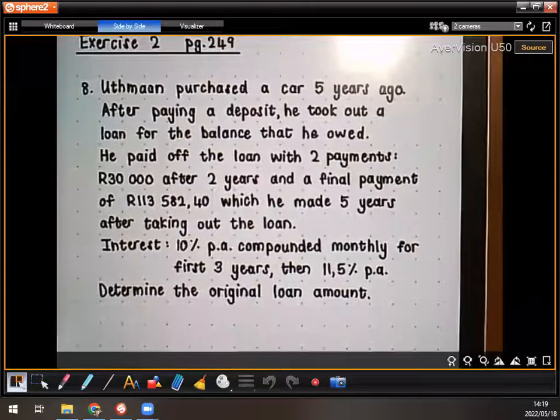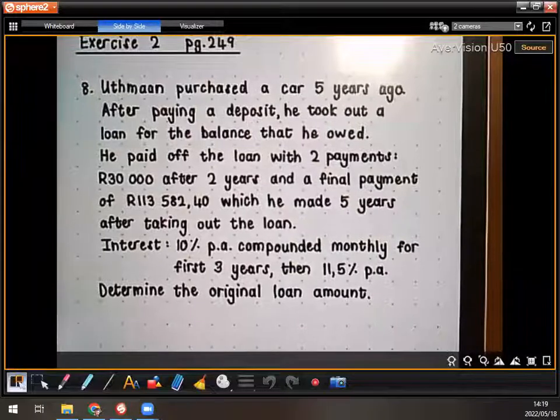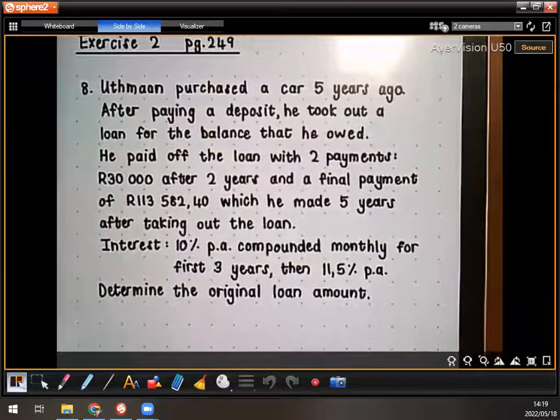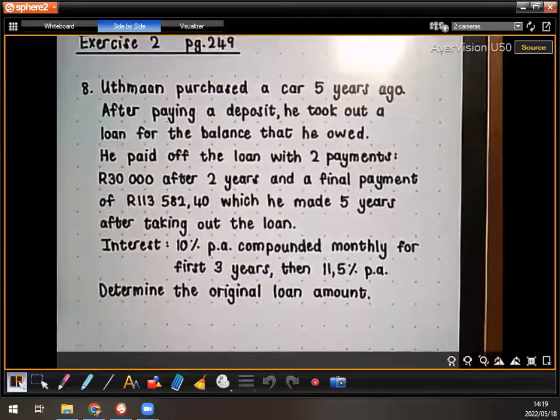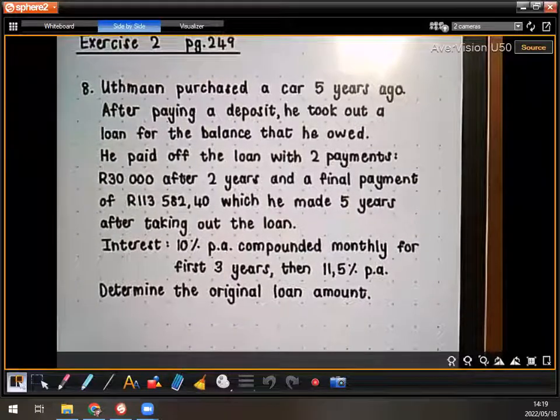Okay, guys, so there's a lot going on here. Basically, if we're looking at what they're asking us for, they're asking for the original loan amount. Now, in our normal formula, A equals P times 1 plus i, what is the original amount always in that formula? It's P, right? So they're actually asking us to calculate P here.